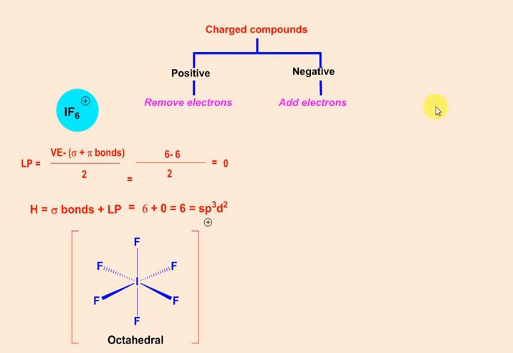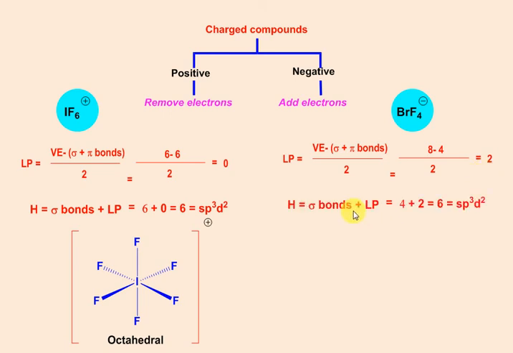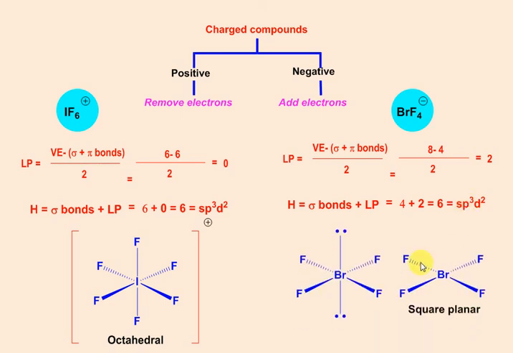Let us find out the hybridization of the negatively charged molecule, that is BrF4-. Friends, now here we have to add one electron. We know that the halogen family has 7 valence electrons, and this one becomes 8 valence electrons, and 4 bonds are there. So 8 minus 4 divided by 2, the number of lone pairs is 2, hybridization is equal to 4 plus 2, 6. 6 means sp3d2 hybridization, and for sp3d2 hybridization the structure is octahedral.